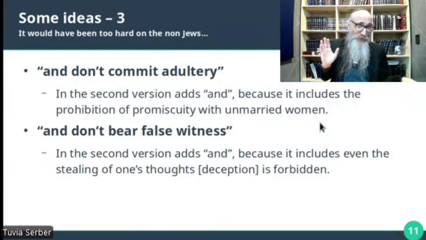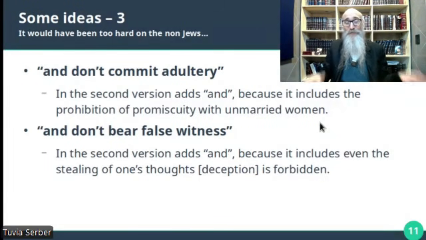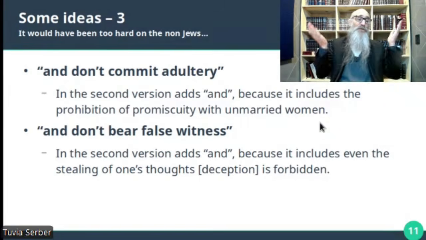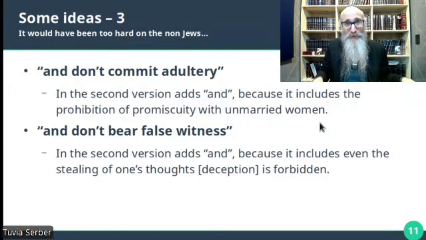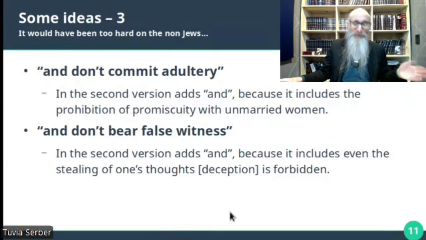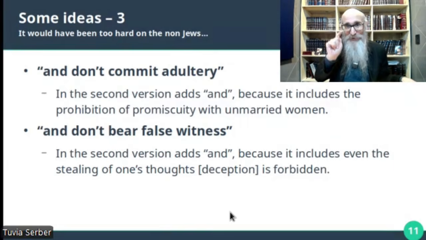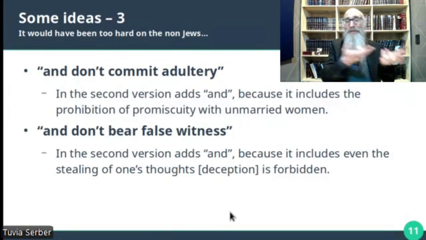Because the non-Jews would have said, forget it. If she's not married, what's the problem? If she's married, okay, that's adultery. I don't want that. But if she's not married, what's the problem? So God didn't have this letter. The same thing happens with another of these last commandments that also has another letter in the second version. The explanation is basically the same: more strict for the Jew and not so strict for the non-Jew.